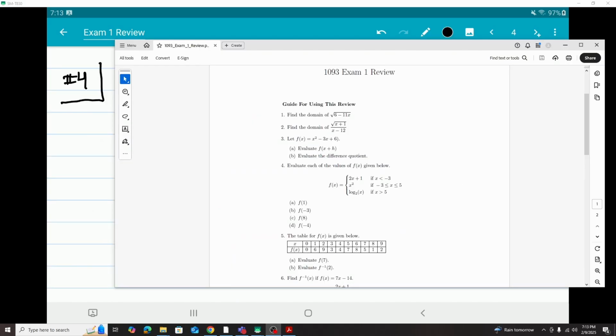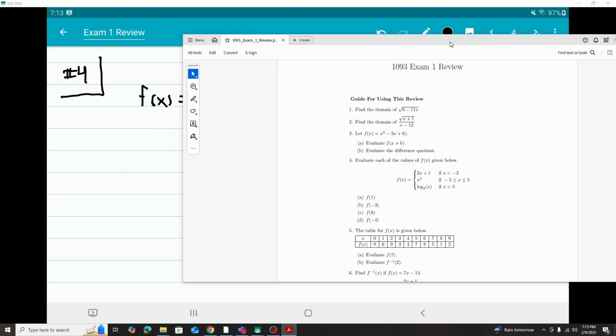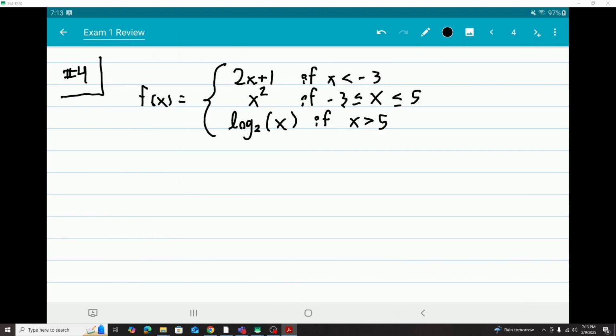Problem 4 asks us to evaluate this piecewise defined function. So it says use 2x plus 1 if x is less than minus 3, x squared if x is between minus 3 and 5, and log base 2 of x if x is bigger than 5. And so it gives us these 4 points to plug in. So let's just go ahead. And the whole idea behind this problem is, can we read a piecewise defined function?